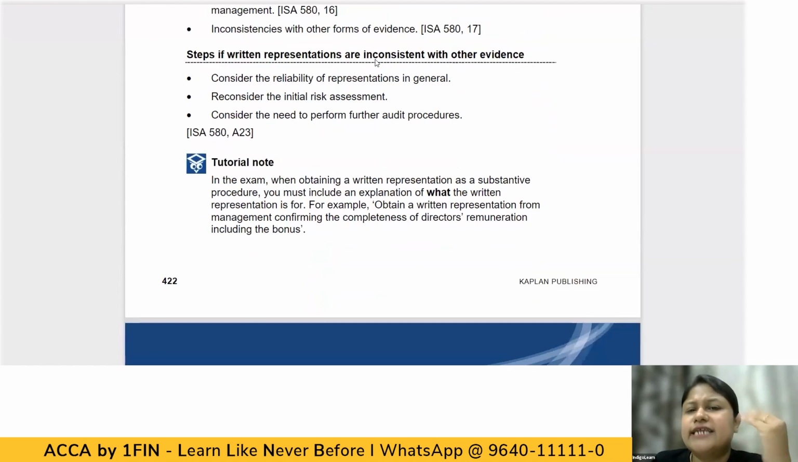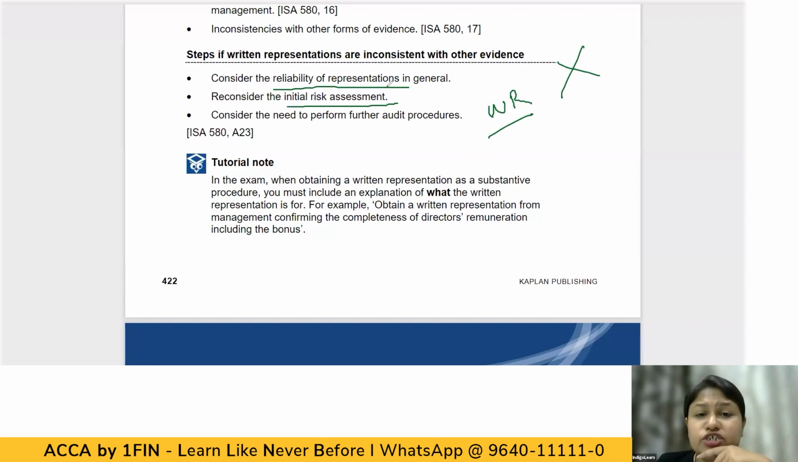Steps if the written representations are inconsistent with other audit evidence. Inconsistent means suppose you have obtained external confirmation regarding a particular matter, and management is also providing you something with regard to that matter, and these both things don't match. That means there is some kind of inconsistency in the evidences. So obviously this will bring up doubt in the mind of the auditor. Written representation could be unreliable. Consider the reliability of the representations in general. Reconsider the initial risk assessment. Why? Because if the information management is providing is wrong, more information could be wrong. That means the full assessment of the risk will be done again. Consider the need to perform further audit procedures. That is obviously when the plan will change, further audit will also change.